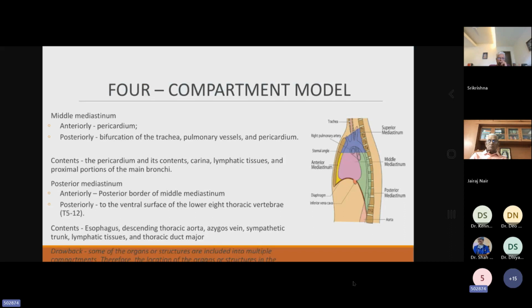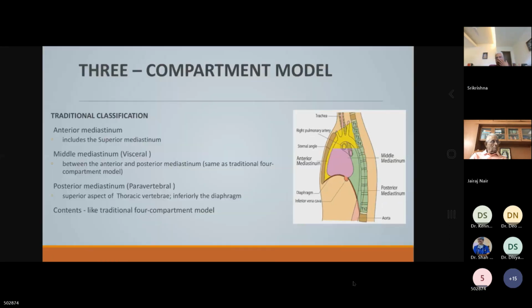The drawback is that some of the organs or structures are included in multiple compartments, therefore the location of the organs or structures is not confined to one. According to the 3-compartment model, the anterior mediastinum also includes the superior mediastinum. The middle mediastinum, also known as the visceral compartment, is present between the anterior and posterior mediastinum. The posterior mediastinum, also known as the paravertebral compartment, is bounded by the superior aspect of the thoracic vertebrae and inferiorly by the diaphragm. Contents are similar to the 4-compartment model.